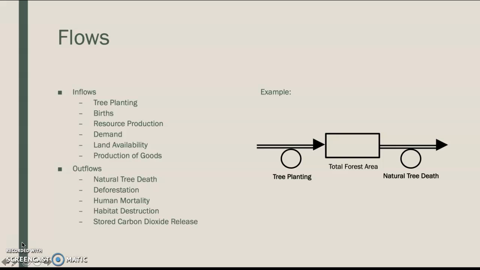Next, stocks are changed by directional inflows and outflows. These flows describe the actions or processes that affect the accumulation of stock. Inflow adds to, outflow takes away. Here, our inflows are tree planting, resource production, demand for forest products, births, land availability, and production of goods. Then, the outflows are natural tree death, deforestation, which here again refers to the cutting, clearing, and removal of trees, human mortality, habitat destruction, and stored carbon dioxide release. Flows are represented by arrows, and the control is marked with a circle.